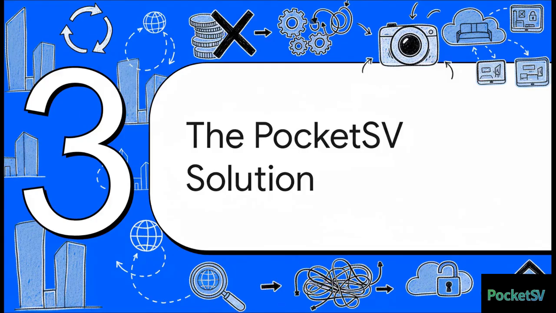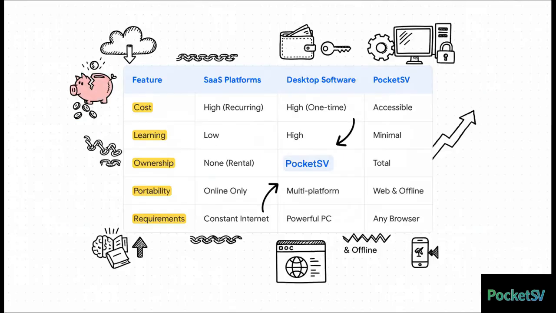All right, so that sounds great. But how does it actually work in practice? Let's dig into the PocketSV solution and see exactly how it takes on those problems of cost, complexity, and ownership head-on. Now, this chart is so important because it lays out the whole landscape. On one side, you have the usual SaaS platforms, high monthly costs, and remember, zero ownership. On the other side, you've got this heavy-duty desktop software, super expensive up front, and it takes forever to learn. PocketSV just carves out this perfect sweet spot in the middle. Affordable, super easy to learn, and you get total ownership. And you can see it right there.